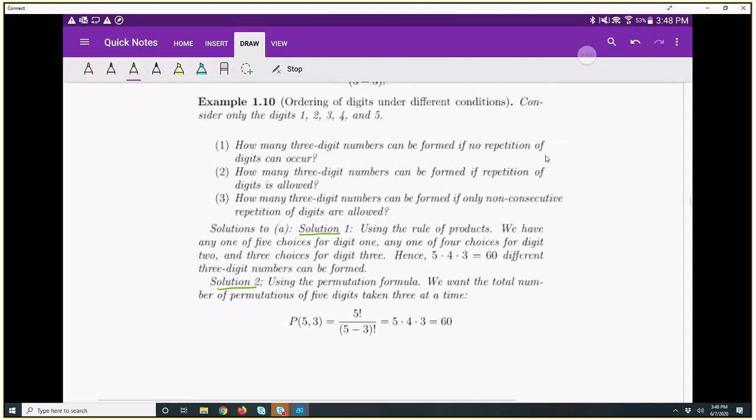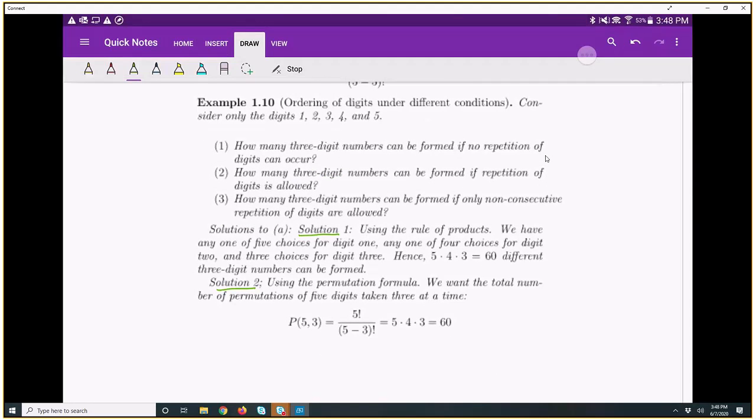And then the third part of the question, how many 3-digit numbers can be formed if only non-consecutive repetition of digits are allowed? So again, we can't use the permutation formula because there is repetition allowed. We'll use the rule of products, but we have to think a little bit about this one. Only non-consecutive repetition of digits allowed. So let's say here are my 3 places. In the first place, I can put any digit I want. So I'll say there's 5 choices for the first digit.